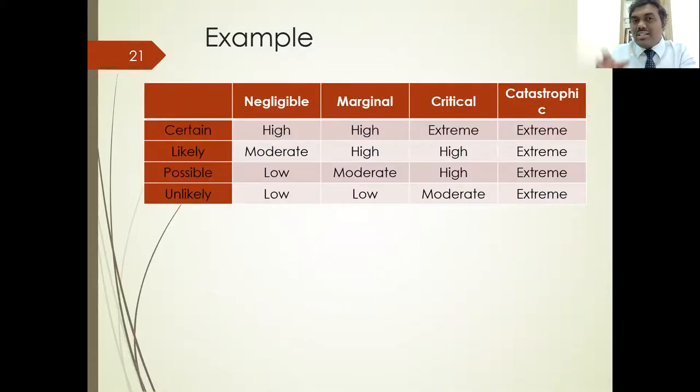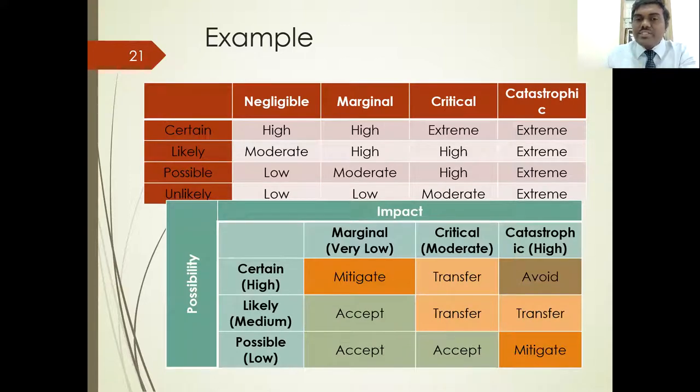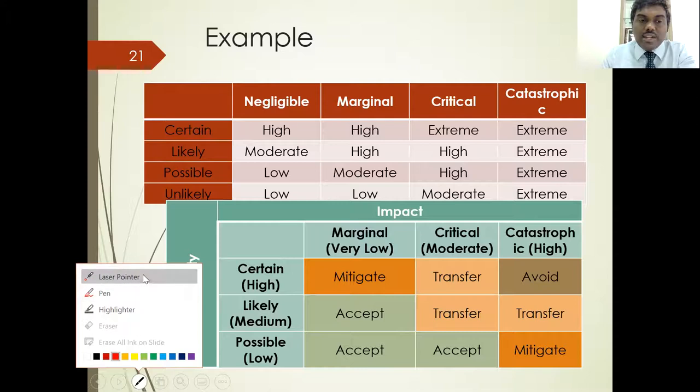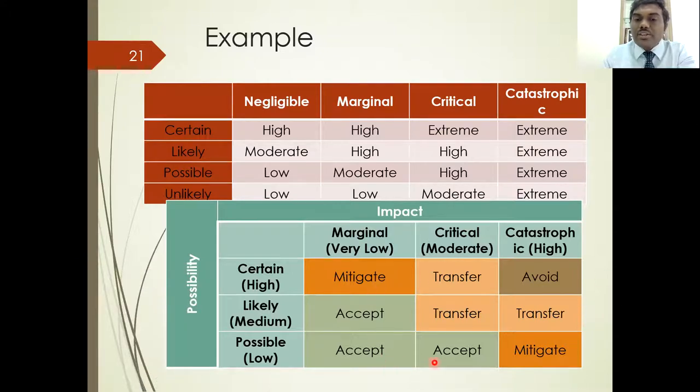Okay, you can put it like this, a small matrix. And if it is extreme and unlikely or whatever, you decide what is the risk treatment strategy. For example, if the possibility is high and impact is marginal, you mitigate. But if both of them are extreme, what you do, you avoid it. So like this, you can define what should be the risk strategy. This box, whatever you see, 3 into 3, 9, this is your risk strategy: avoid, transfer, mitigate, accept. I mean, this is just an example.